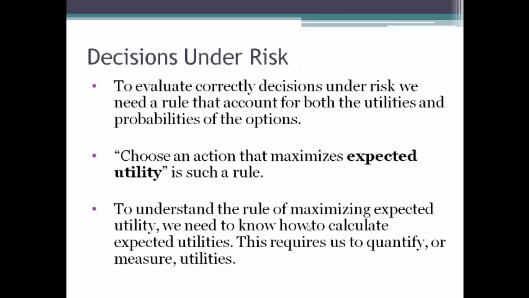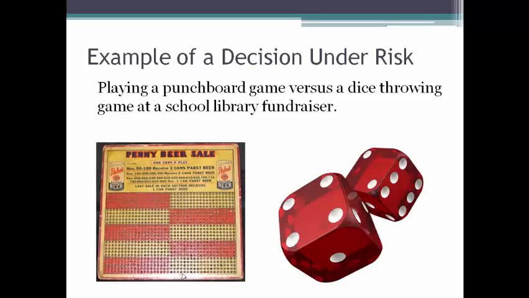That's one such rule that you can use in trying to decide what to do in a decision under risk. To understand the rule of maximizing expected utility, we need to know how to calculate expected utilities. This requires us to quantify or measure utilities, something we'll come back to in a minute with the ear case, but it's something we're going to start with in the following example. The reason we're starting with this example is that it deals with money, and transferring units of currency to units of utility is a lot more straightforward.